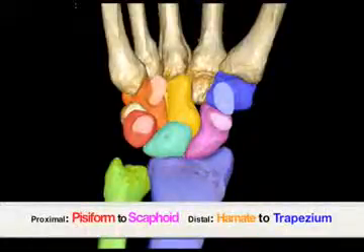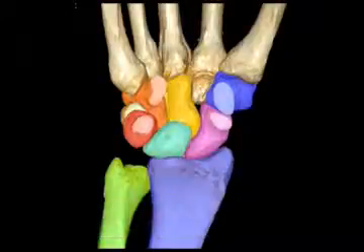From the red pisiform attaches to the purple scaphoid, and the orange hook of the hamate crosses over and attaches to the trapezium tubercle.